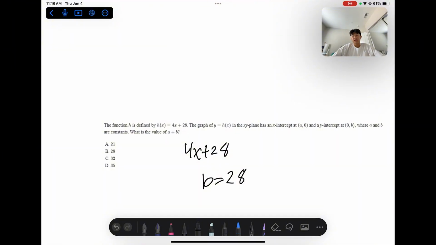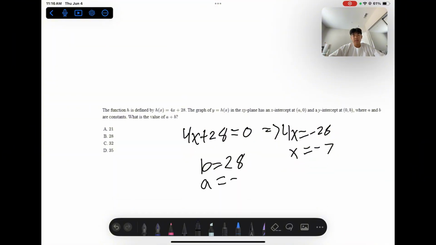Well, if you don't know how to find the x-intercept, it's okay because they literally give it to you. It's (a, 0), right? So that means y is 0. So we just set this equal to 0. And then we get 4x is equal to negative 28. We know that x is then negative 7, right? So then we know that a is negative 7.